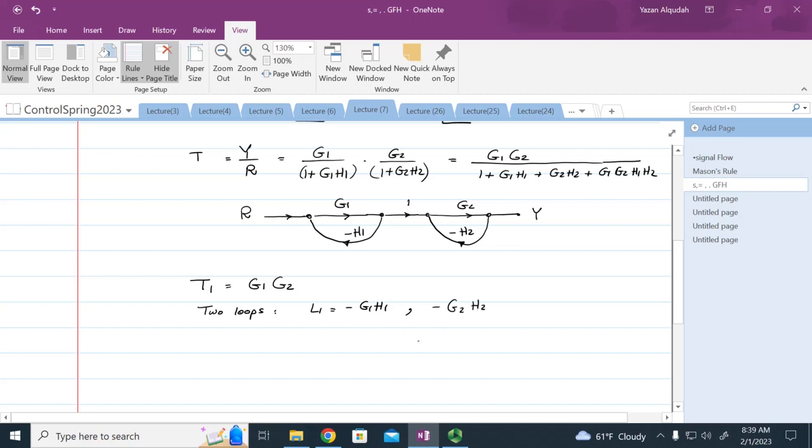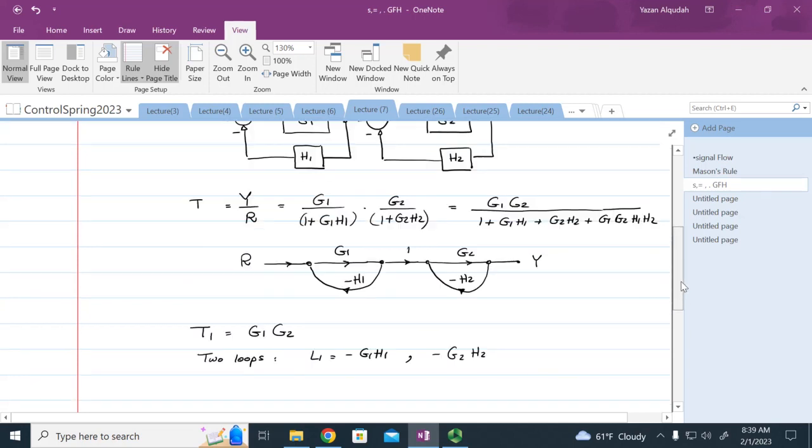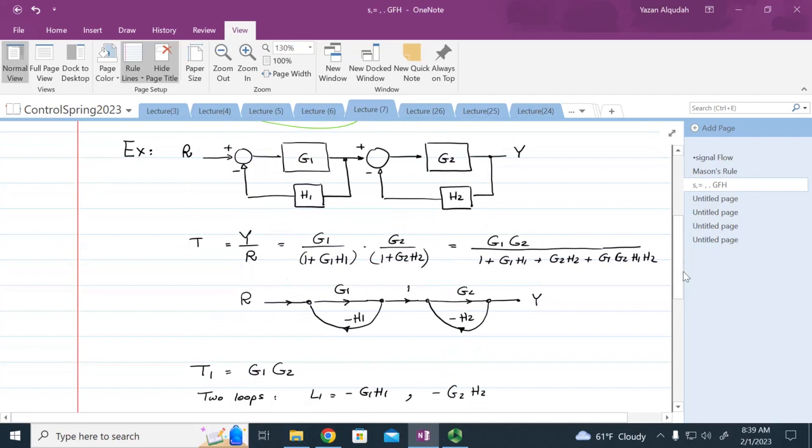Are these loops touching or non-touching? They're not sharing any nodes or terms, so no. These are not touching. This loop, I can go through here without traveling through any branch that is common with this one. The same thing with this one. I mean, this is confusing, isn't it? Or is it not?